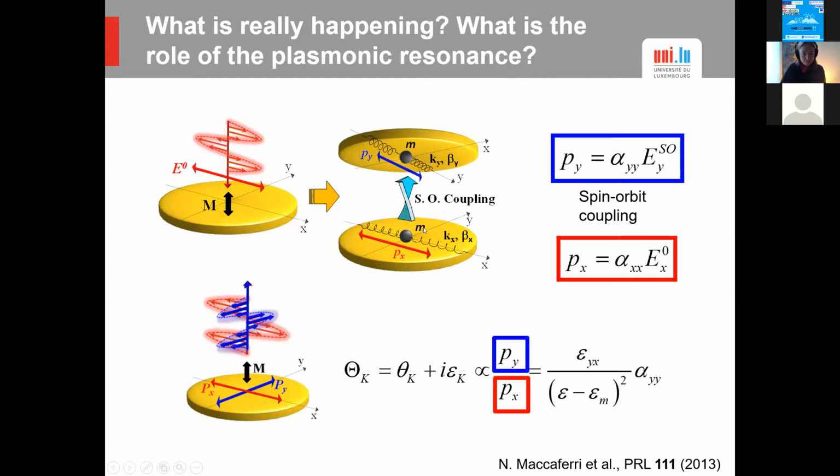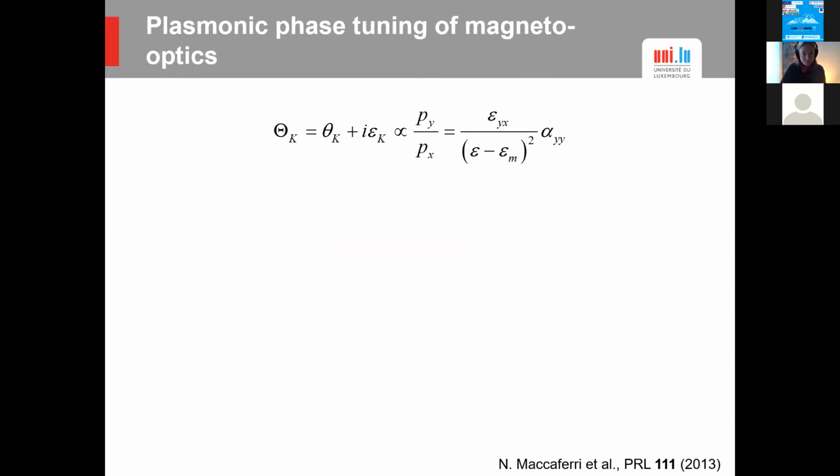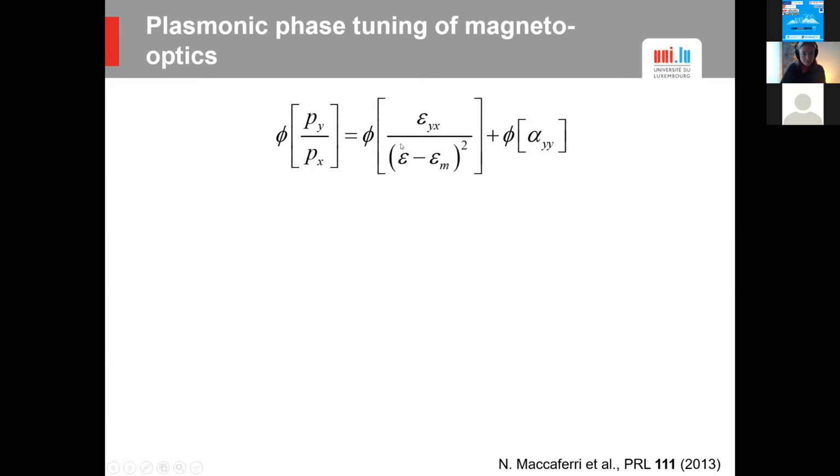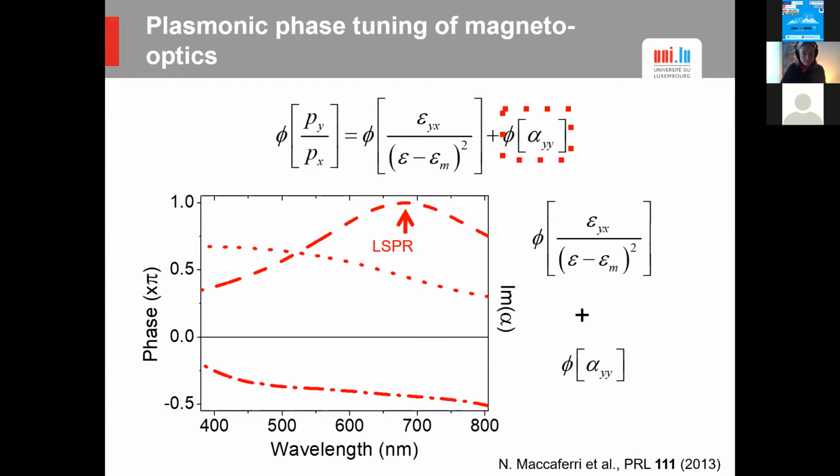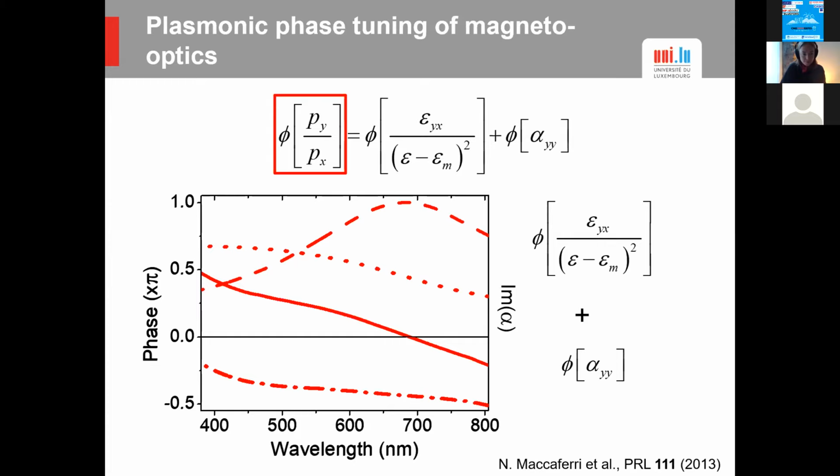The point here is that a nice way to understand the physics of these objects is not to focus on this quantity, but instead on the phase of this ratio. If we focus on the phase, we have a sum of terms. We have a term coming from the material itself, the bulk term, the usual spin orbit coupling term I was talking about at the beginning, when I was showing you the Q factor, the bulk constant. So this is the contribution from the thin film. But then we have another contribution coming from the plasmon, so we have an additional phase. If we sum up these two contributions, we end up with the total phase of our outcoming electromagnetic field.